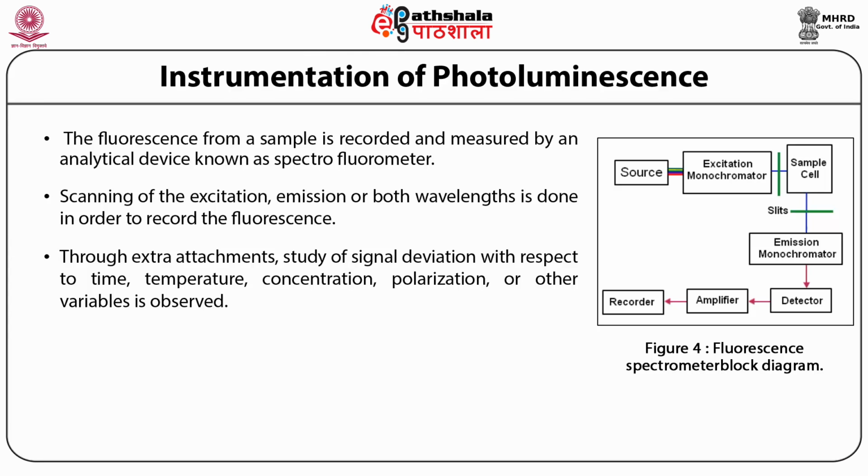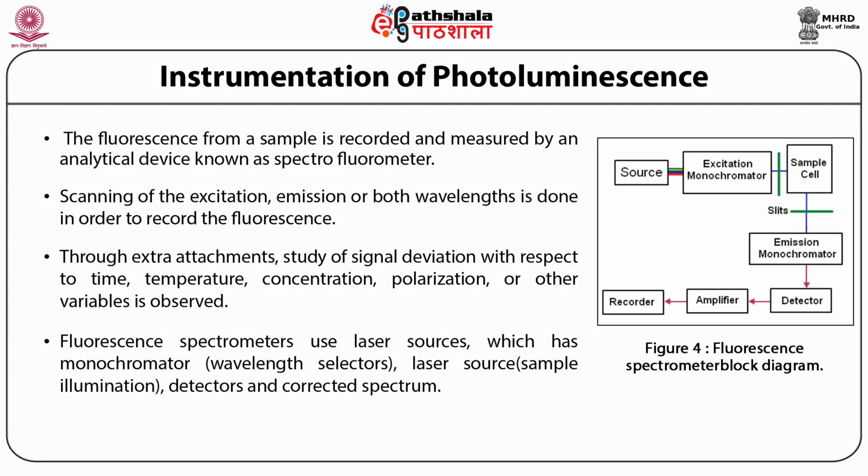We can see that the fluorescence spectrometers use laser sources, which has the excitation monochromator, which is a wavelength selector, then the sample cell followed by slits onto the emission monochromator, then the detectors connected to amplifier and recorder for detecting and recording the corrected spectrum.